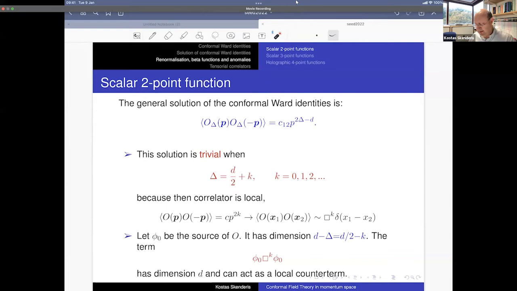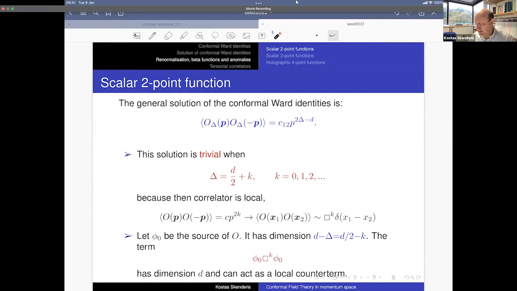So when we have operators, we can couple them to sources. And then the dimension of the source is d minus delta. So in this case it would be d over 2 minus k. And then this means that this combination here has a scaling dimension d. So this is going to play an important role in the next couple of slides.